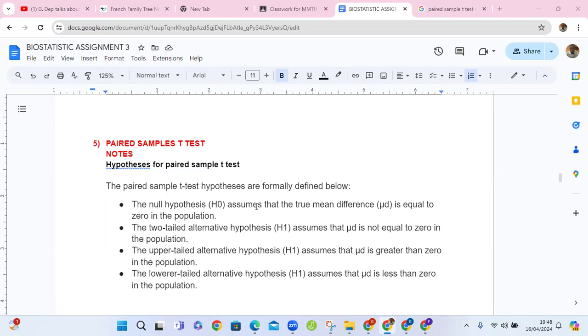So let's look at when to apply the paired sample t-test. Now we have some idea as to what the hypotheses are about. And as we can see, it's comparing the means of two different variables. But let's get some more specifics.